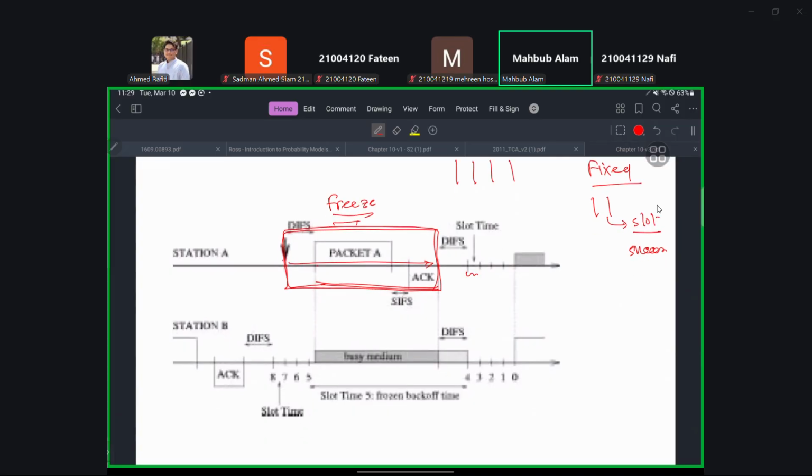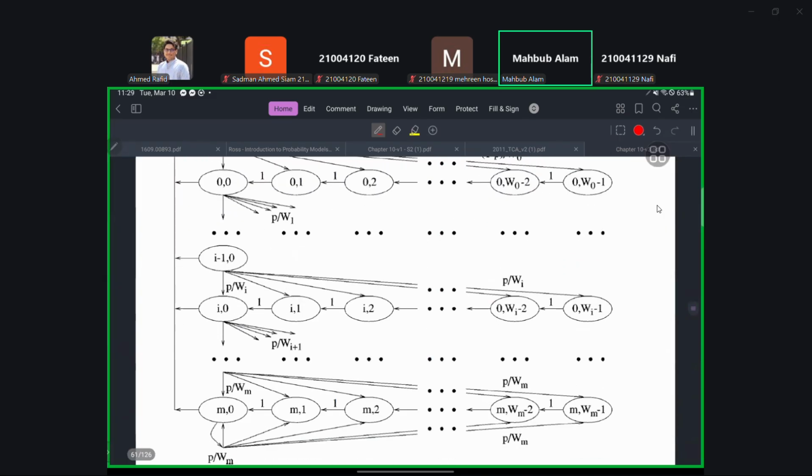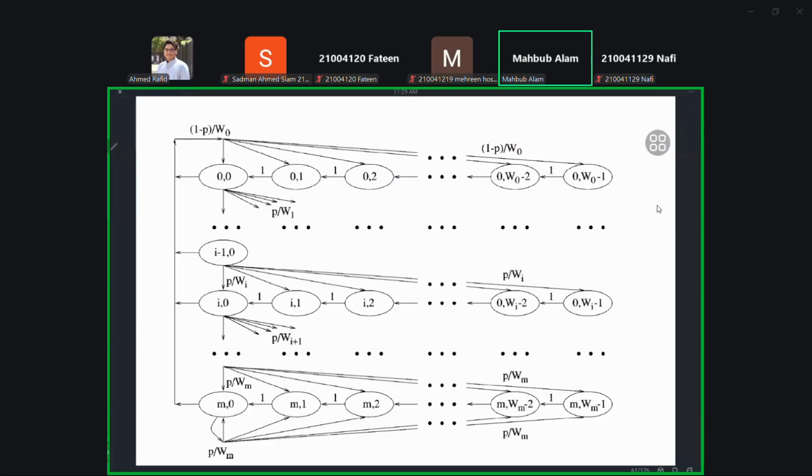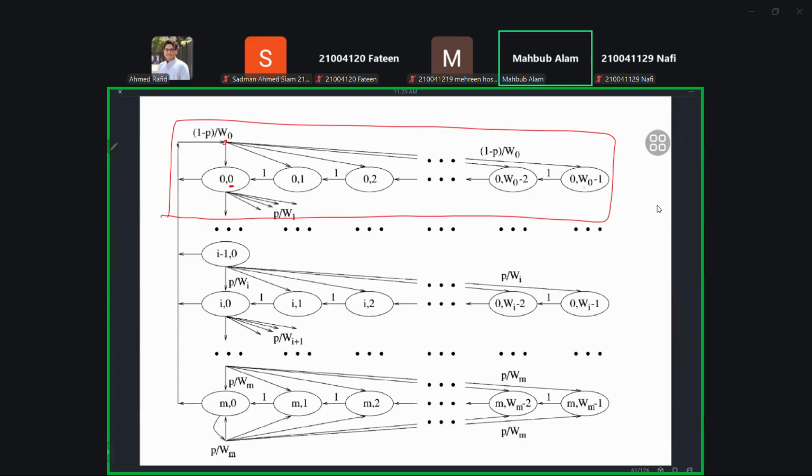Now, before we finish the class, let me introduce the diagram. We will start with this one in the afternoon session. This diagram is a very simple one. If you focus on this part, it says backoff stage 0. That means a fresh frame is transmitted, and from here, a station randomly chooses a backoff value between 0 to CW minus 1. So what is the probability?